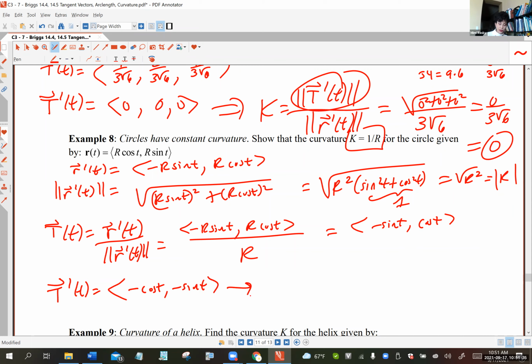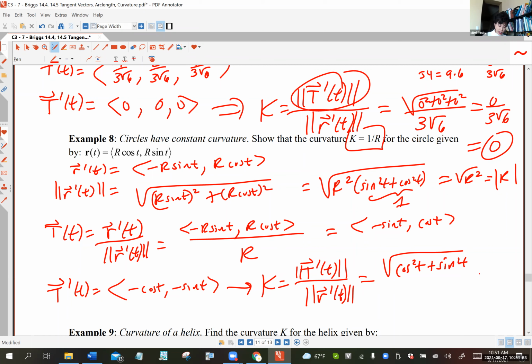Now you're ready for the curvature formula. Curvature, big K, is equal to the magnitude of big T prime divided by the magnitude of R prime, speed. So you're going to get the square root of cos squared plus sine squared underneath that radical, divided by R. This is really the square root of 1, over R, but that just simplifies to 1 over R. And there you go. All circles will have a constant curvature of 1 over R. Nice. Good to know, especially if you're building a highway.